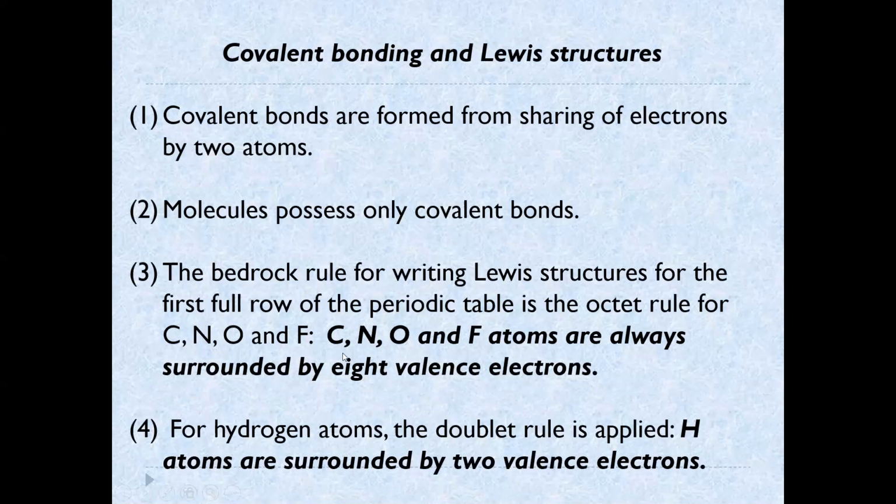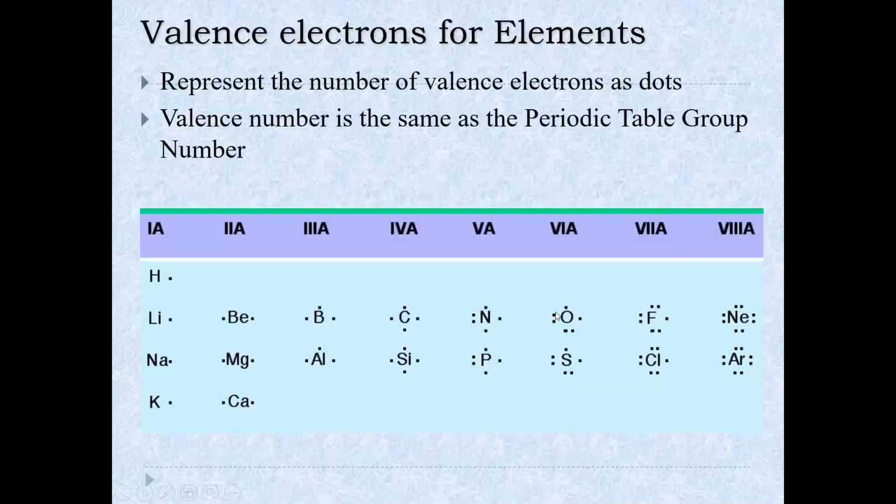whereby you have your carbon, nitrogen, and oxygen. Carbon, nitrogen, and oxygen are usually surrounded by 8 valence electrons. You can see, in our previous slides, the number of electrons that surround carbon, nitrogen, and oxygen.